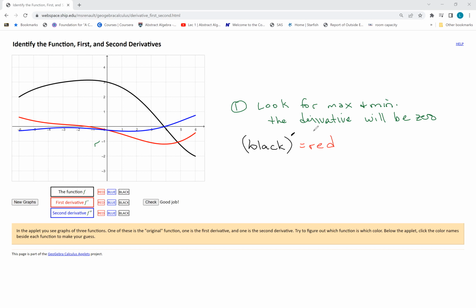Now we have to figure out, is black the derivative of something else, or is blue the derivative of red? Because it's either one or the other, right? Either blue is going to be here or blue is going to be here. And we just have to figure out if it's the derivative or not. So I look at my red line, and I do have a minimum here. So that means that should be 0, which it is.